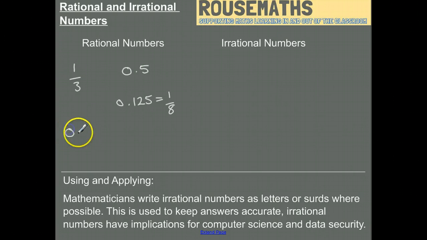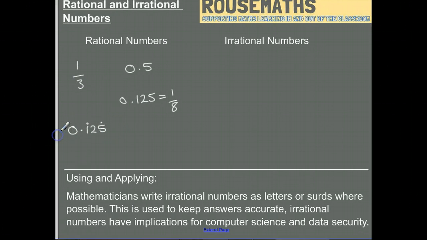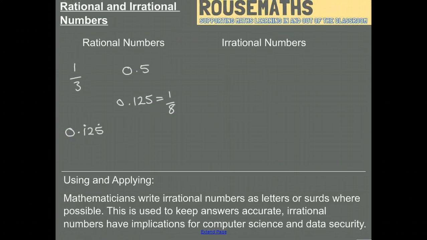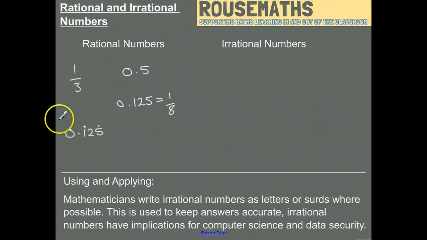If I take a number like 0.125, and if I put dots above the 1 and the 5, that means that number goes 0.125, 125, 125, 125, and so on. What I can do with that one, just to show you that it can be written as a fraction, is to, first of all, call it x.